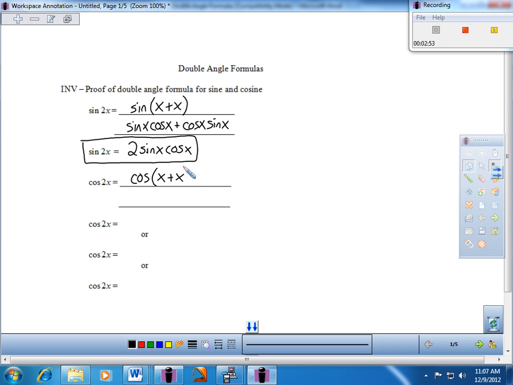Same premise, guys. 2x is really just saying x plus x. So now, as you can see, when I talk about the double angle formula for cosine, it's just the sum formula for cosine, with the same 2 inputs. If you remember this one, it's cosine, cosine. So cosine first, cosine second, minus sine of the first, sine of the second. If I asked you to simplify that piece, you would probably come up with cosine squared of x minus sine squared of x.